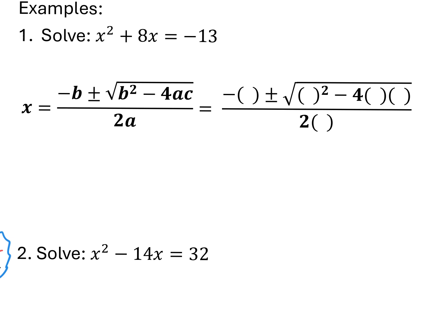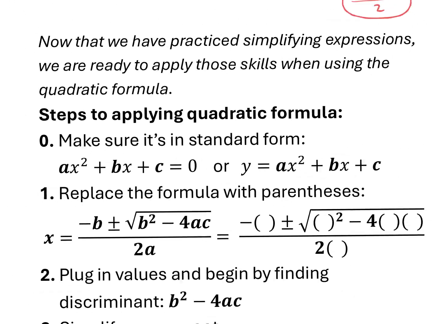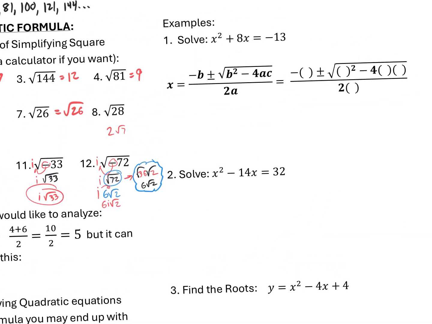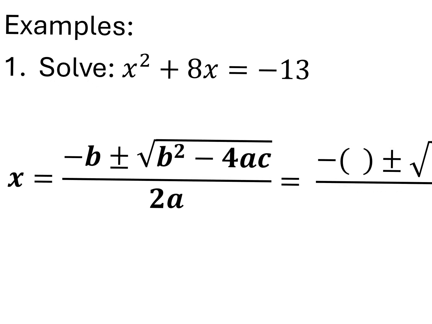Now, if you just start saying, oh, my A value is 1, my B value is 8, my C value is negative 13, it's going to be wrong, okay? Because you have to remember step 0: make sure it's equal to 0, or make sure you have y equals that stuff. And right here, it's equal to negative 13. That's not good. So let's start by moving that 13 over by adding 13 and adding 13.